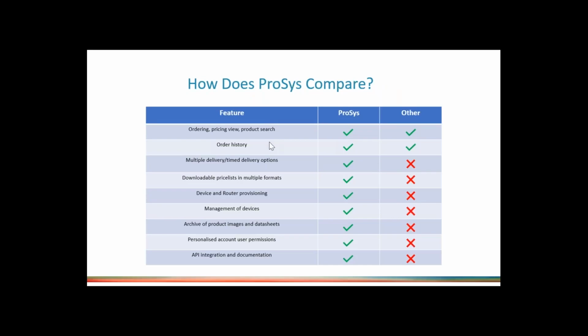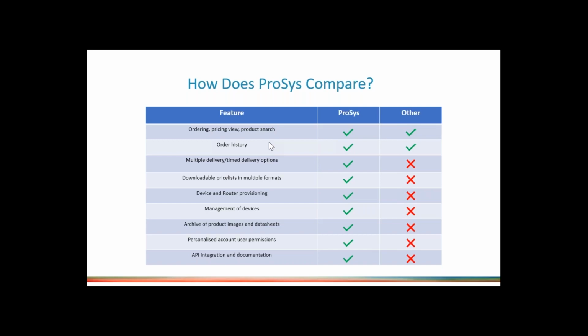Yeah, thanks, Jordan. Amazing. So we're going to look at how ProSys compares with what else is out there. From our point of view, what most portals tend to be able to do is quite basic. So here we've got ordering, pricing view, product search, things like that, as well as order history. Quite a common feature among most of the portals.